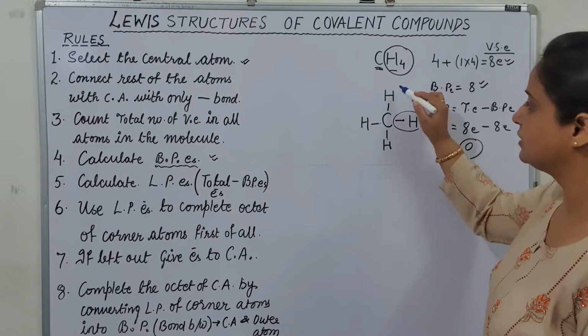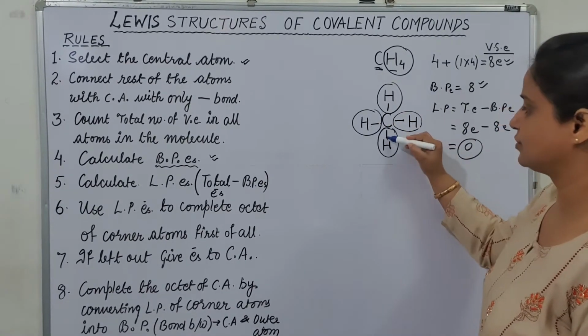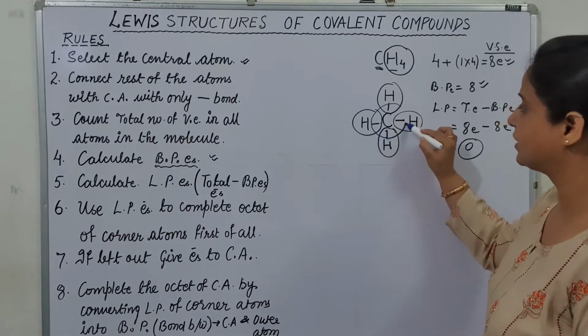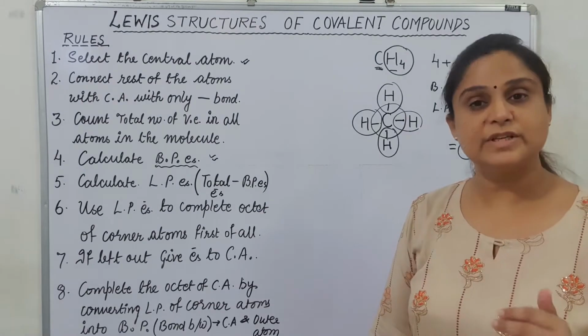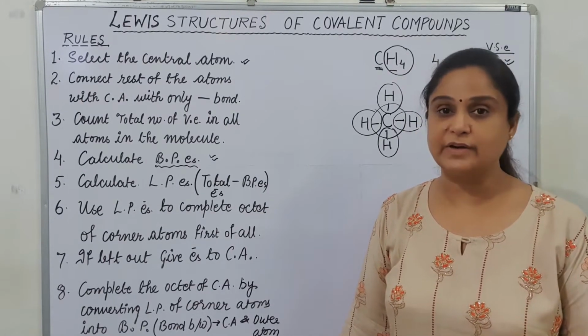Hydrogen has 2 electrons, 2 electrons, 2 electrons and 2 electrons. One this and one this. On the other hand side we have carbon also with a complete octet. So this way you can draw the Lewis structure of the covalent compound. So this is one of the example.